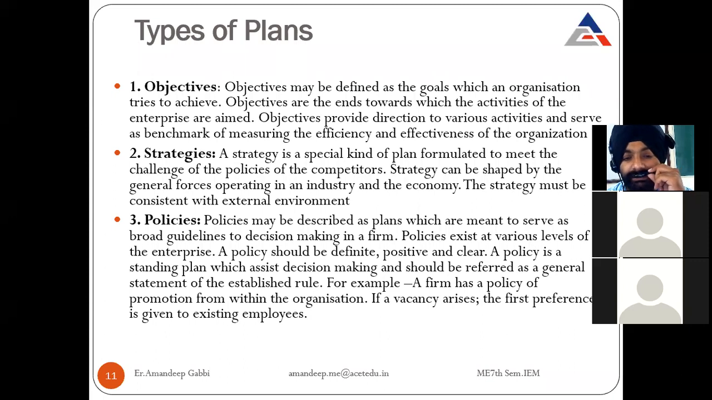This may be the objective of a particular strategy. A strategy is a special kind of plan format to meet the challenge of the policy of the company. Strategy can be shaped by the general forces operating in an industry and economy. Strategy must be consistent with the external environment. So, strategy is how to implement a plan; you have to make a strategy for that. We are planning to achieve that particular plan. Strategy is like a plan, and whatever the objective may be, it can be implemented with the help of some strategy.